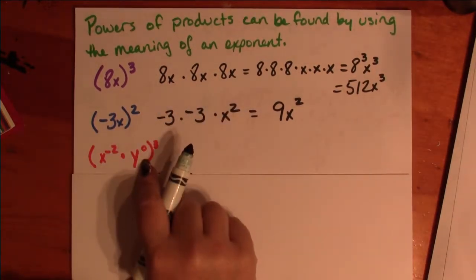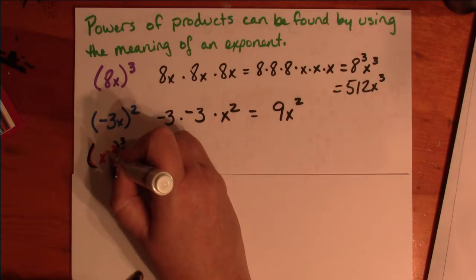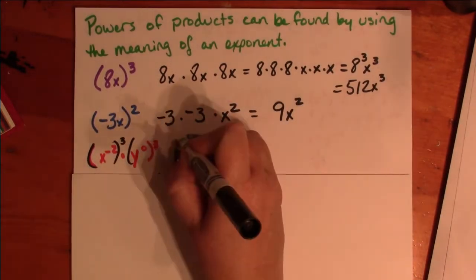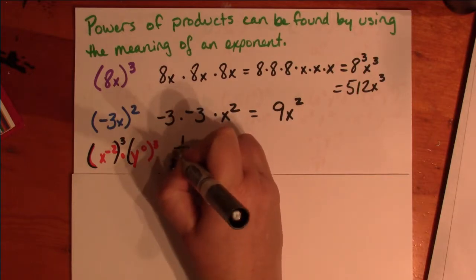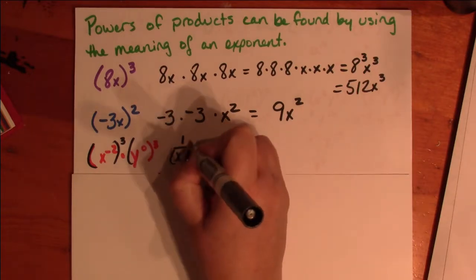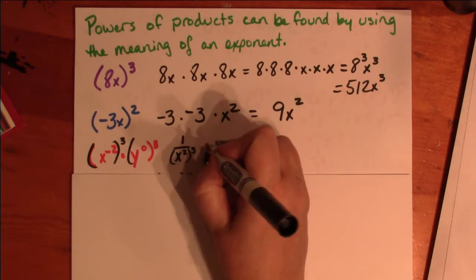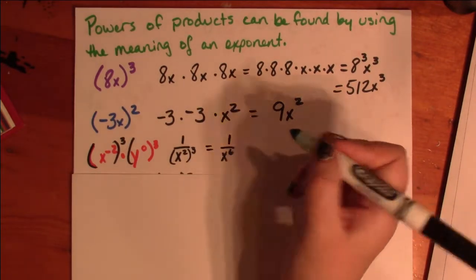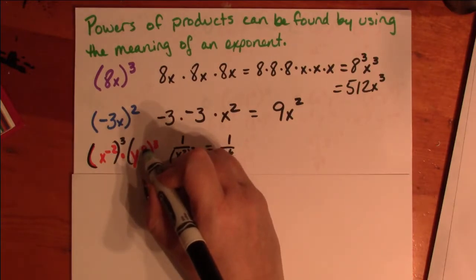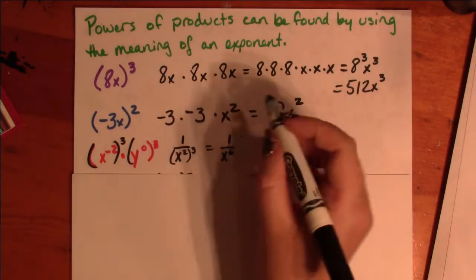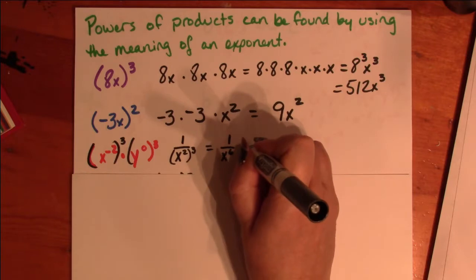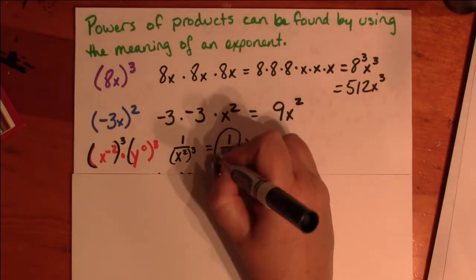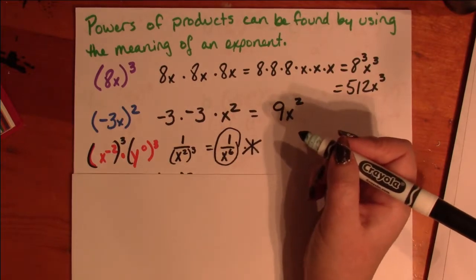So we're going to take each of these separately. We're going to say this one to the third power and this one to the third power. So this is 1 over x squared to the third, which is the same as 1 over x to the sixth. Y to the 0 is 1. And 1 to the third power is still going to be 1. So you get to ignore that one. And our answer is 1 over x to the 6th.